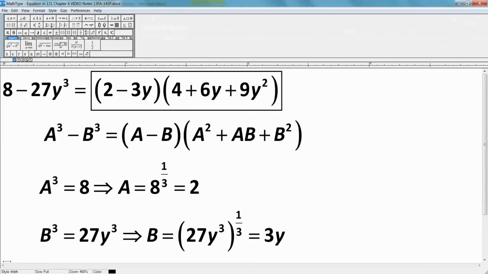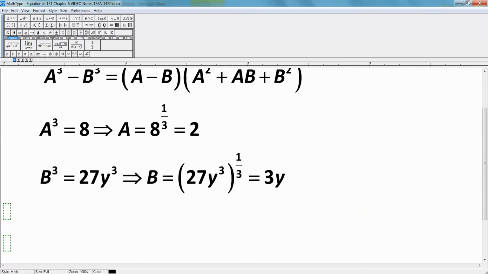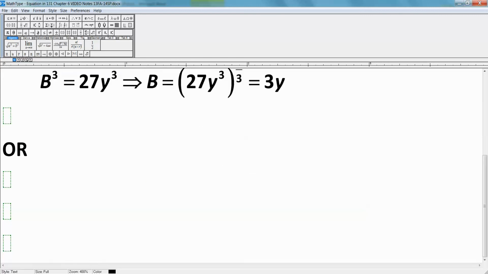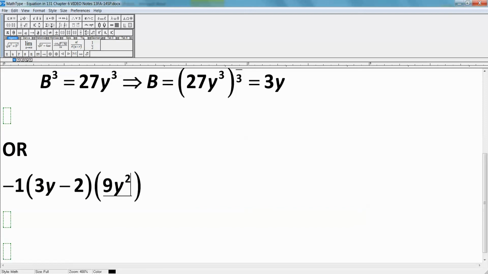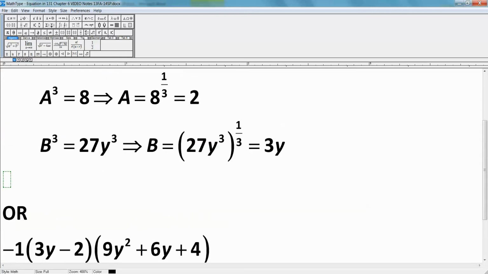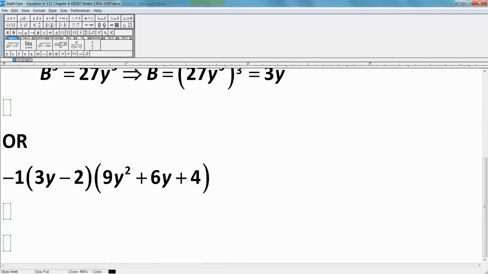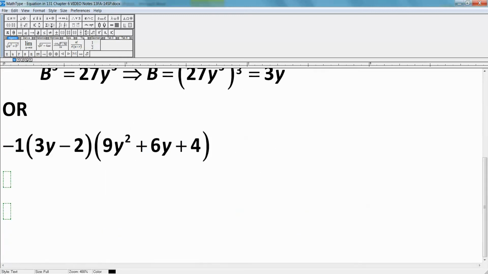Just for fun, just so you know, if you'd gone the other direction and taken out a negative 1, that'd have been fine. It would just have been negative 1 in front. Negative 1 times 3y minus 2 times 9y squared plus 6y plus 4. Same stuff, but just kind of rearranging the order. So if you take it out negative 1, that's what it would have turned into.